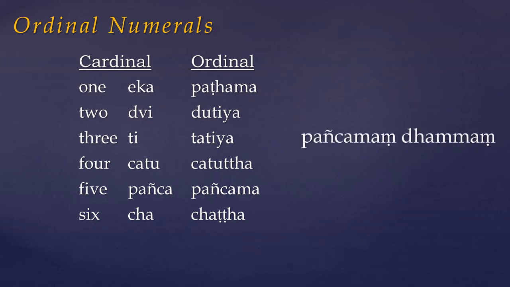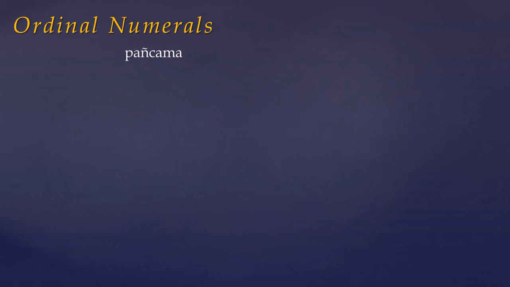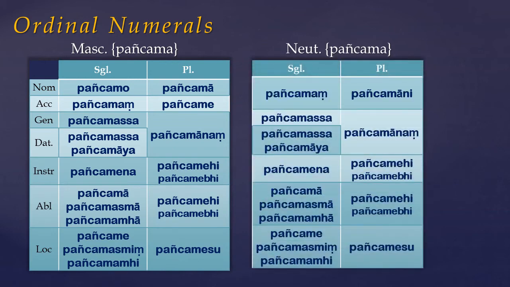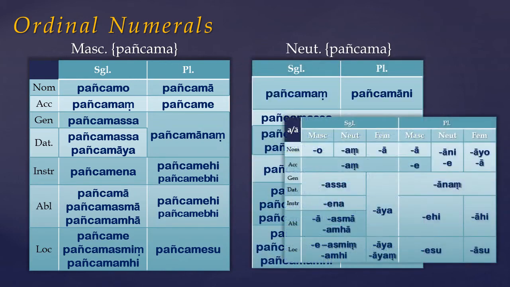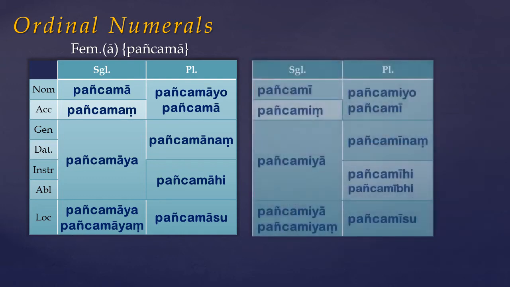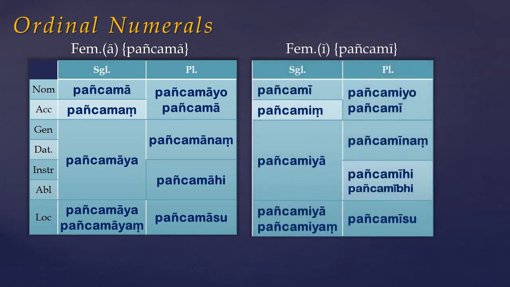These then behave like adjectives, qualifying and agreeing with another noun. If we take pañcama as an example, we can see that it declines like an a-stem noun, especially in the masculine and the neuter. In the feminine, the last vowel is changed to a long a, and this then declines like an a-stem. Or occasionally, as Warder notes, the last vowel is changed to a long i, and then it declines like an i-stem noun, which Warder hasn't actually shown us yet.